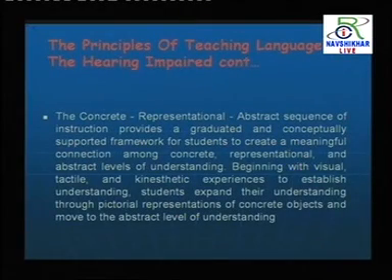Then the concrete, representational, abstract sequence of instruction provides a graduated and conceptually supported framework for students to create meaningful connections amongst concrete, representational and abstract levels of understanding, beginning with visual, tactile and kinesthetic experience. Students expand their understanding through pictorial representation or concrete objects to move to abstract understanding. Again, what I have already said: first seeing and feeling, the child is feeling the object, seeing the object, and then the pictorial representation, and then abstraction.